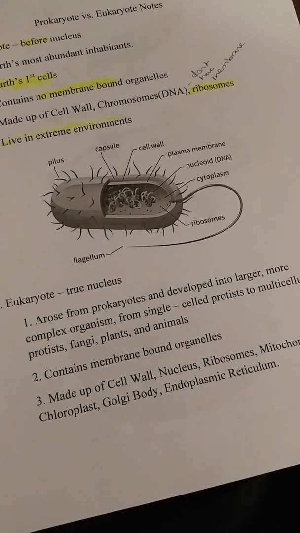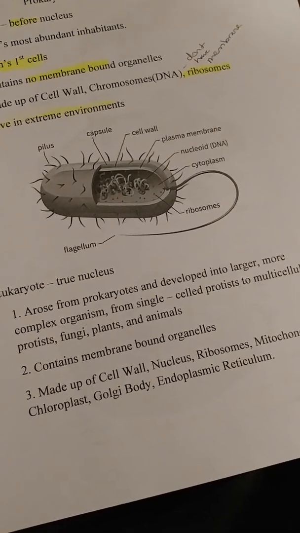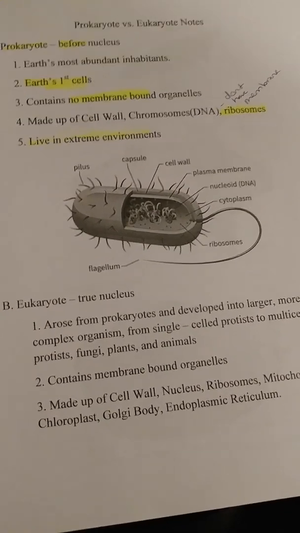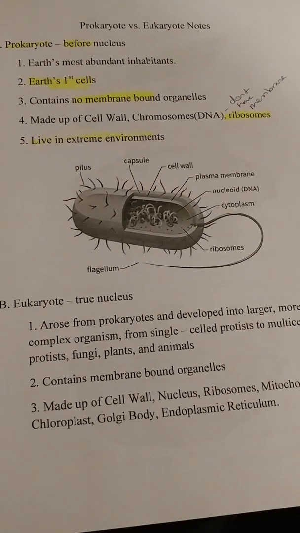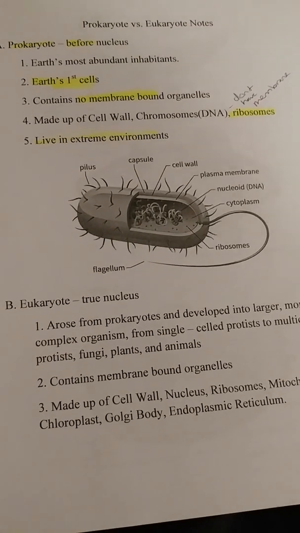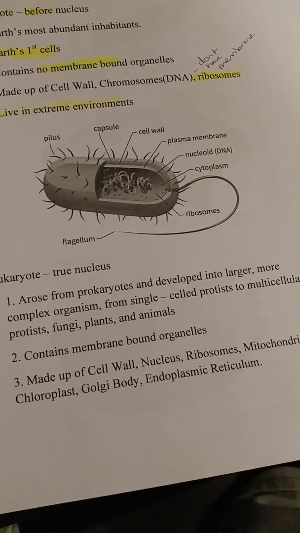Now, plasma membrane is part of your pilus because it's pieces of the plasma membrane that push themselves through both the cell wall and the capsule. And then we have the nucleoid, which is basically your DNA. It's a bunch of spaghetti all mixed together. That's your DNA. And then we have our cytoplasm that holds the gel-like substance inside of our cell, followed by your ribosomes. Ribosomes are important because they make proteins.